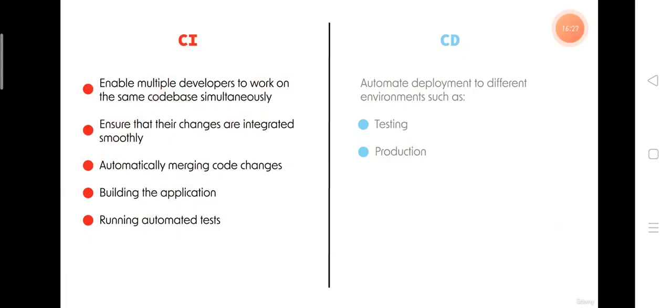The objective of continuous integration is to enable multiple developers to work on the same code base simultaneously and ensure that their changes are integrated smoothly. It involves automatically merging code changes, building the application or code base, and running automated tests to identify any integration issues early on. The objective of continuous delivery is to automate the process of deploying software to different environments, such as testing and production. Continuous deployment ensures that the software is ready for deployment at any time by automating the necessary steps, such as building, packaging, and deploying the application or code.